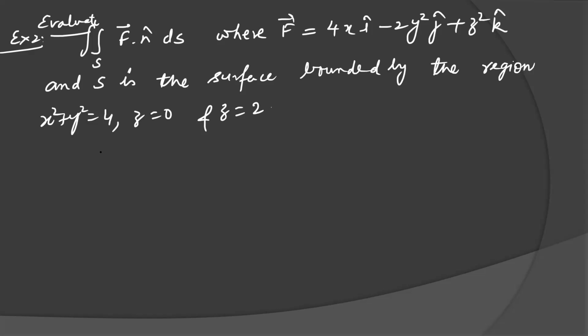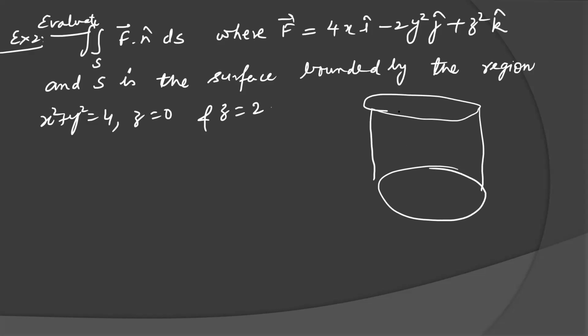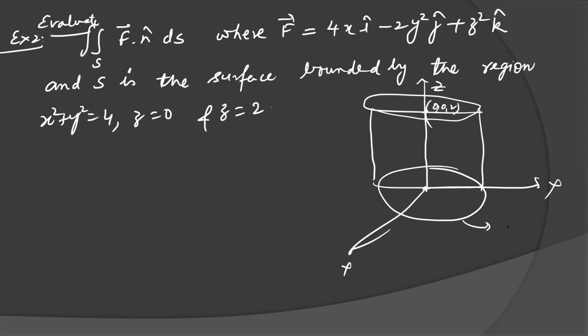This is actually a cylinder. It looks like a circle here, and you are giving height to the cylinder up to z equal to 2. This is z equal to 2, and this is z equal to 0. This is the xy plane, and it is a cylinder, and the base of the cylinder is a circle.